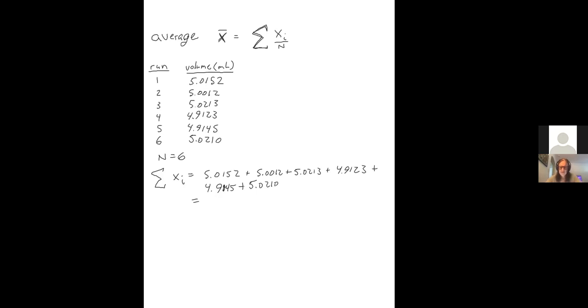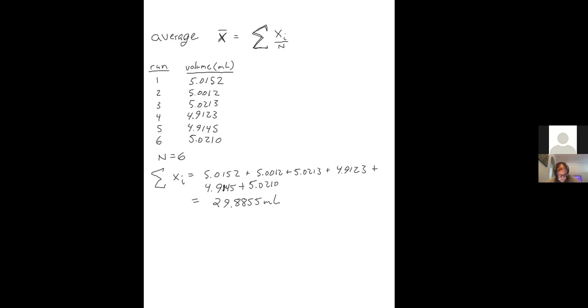So 5.0152 plus 5.0012 plus 5.0213 plus 4.9123 plus 4.9145 plus 5.0210. And that total is 29.8855. Okay, so that's our total volume for 6 measurements.